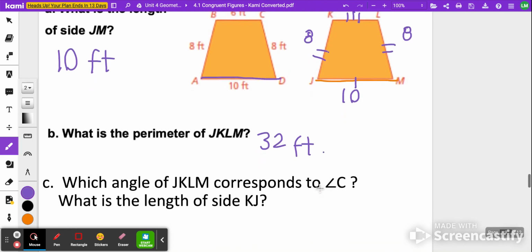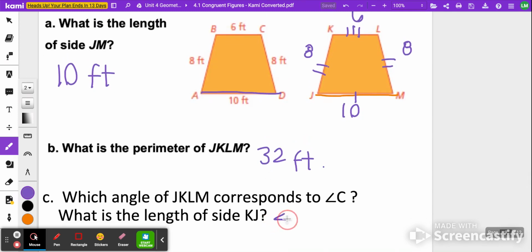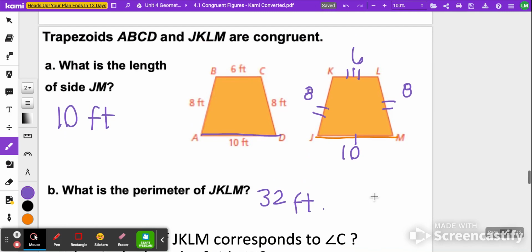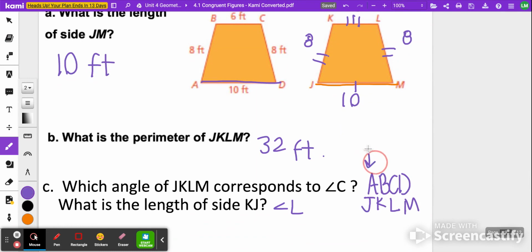The last one on this page: what angle in JKLM corresponds to angle C? Angle C corresponds to angle L. One way I can do that is a top to bottom lineup. I know ABCD matches with JKLM. So A matches with J, B matches with K, C matches with L, and D matches with M.